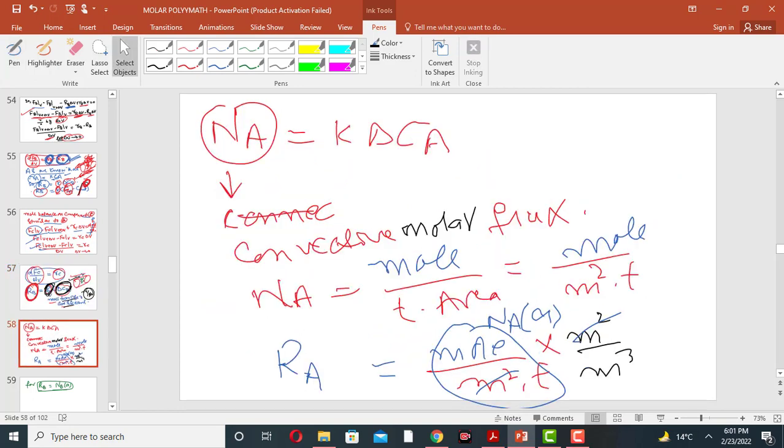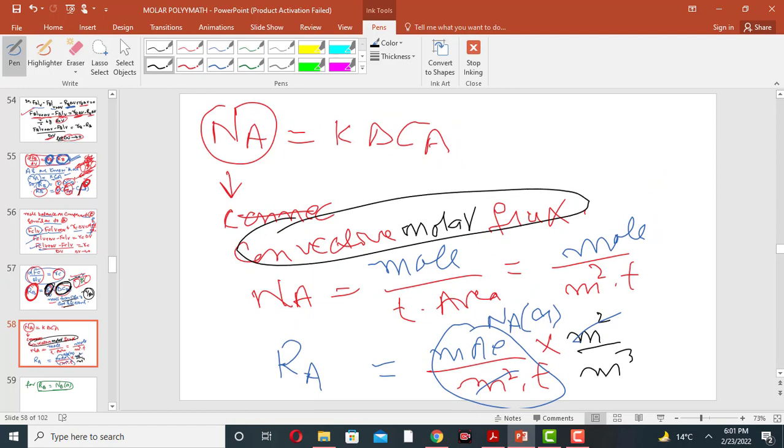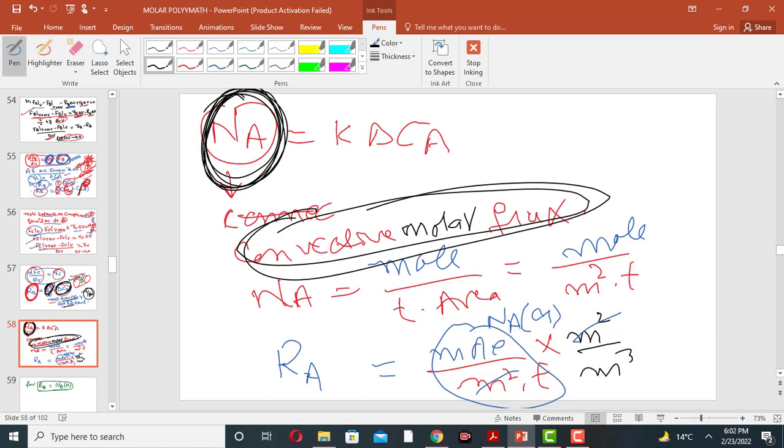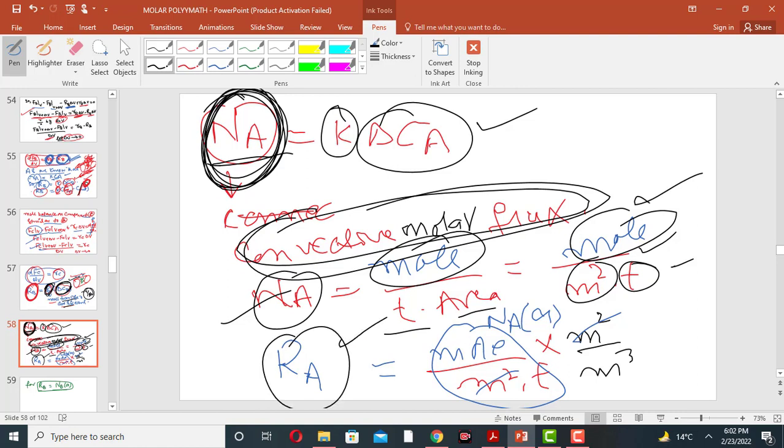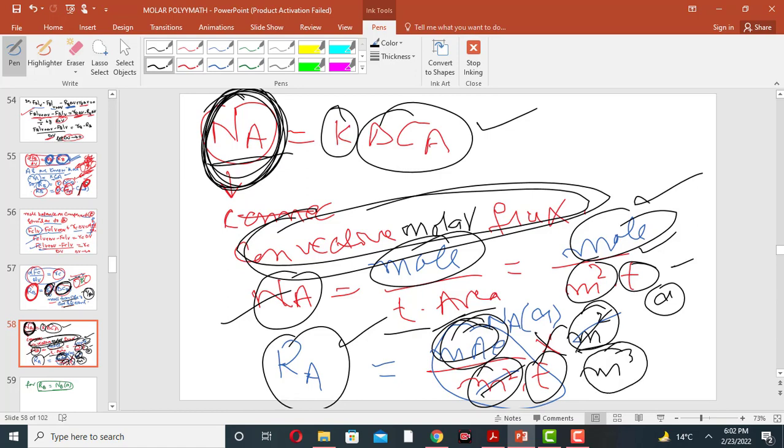Similarly, the convective molar flux can be denoted by NA. Suppose A is transferring from one place to another by convection. In mass transfer, the molar flux of component A will be equal to K times the change in concentration of component A. The molar flux means mole per unit time per unit area, because flux is nothing but mole per unit area per unit time. So the RA value will be equal to the mole per unit area per unit time multiplied by the specific surface area, denoted by a, whose unit is square meter per unit volume. So this will cancel with this, and again it is mole per unit volume per unit time.